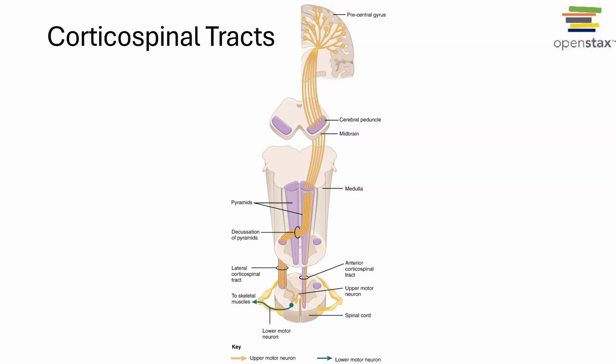For instance, when you decide to raise your right hand, neurons in your left motor cortex fire, sending signals down the corticospinal tract, crossing over in the medulla, and activating lower motor neurons in the ventral horn of the spinal cord on the right side. Finally, the axons of the lower motor neurons carry action potentials out through spinal nerves to stimulate contraction of muscles in your right arm.